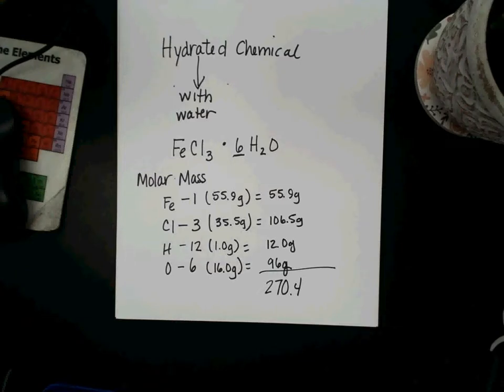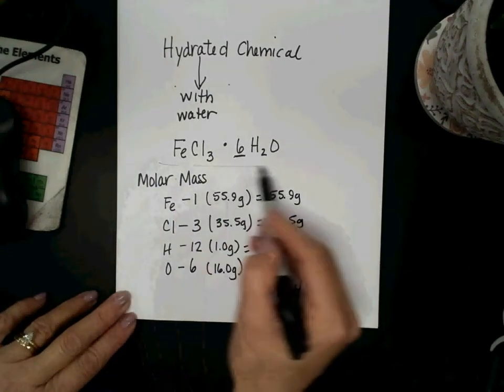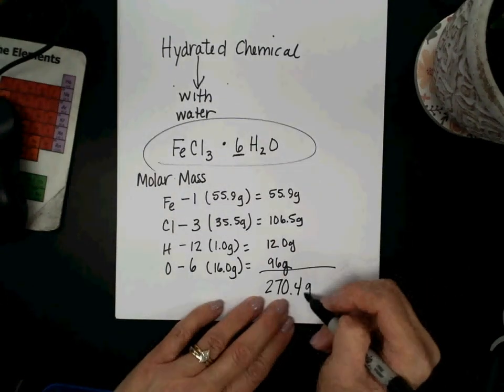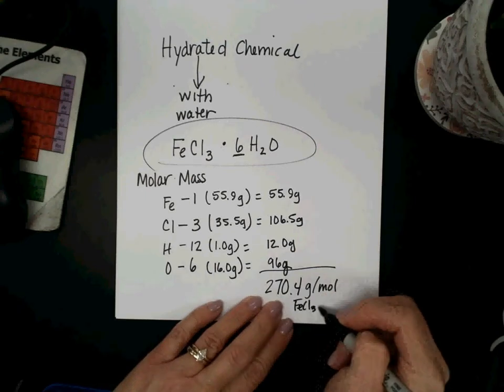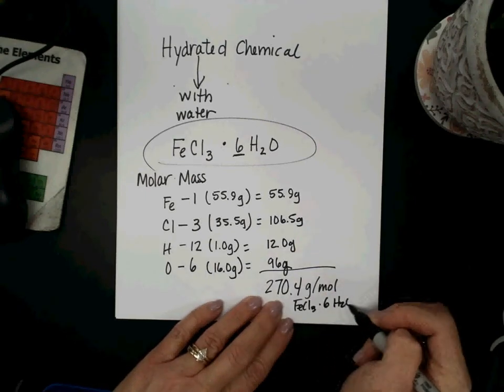-2. What did you forget to say? Grams per mole of iron chloride with 6 parts water. I wouldn't expect you to give me the words, but I would expect to see all this, so I should have grams per mole FeCl3.6H2O.